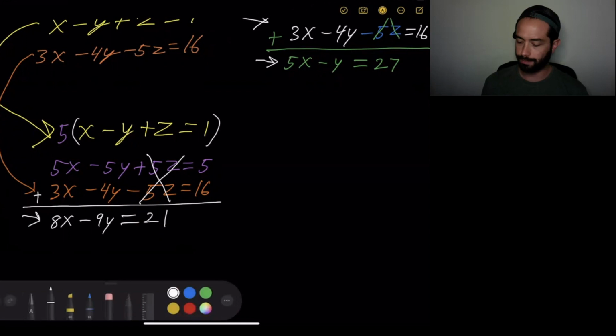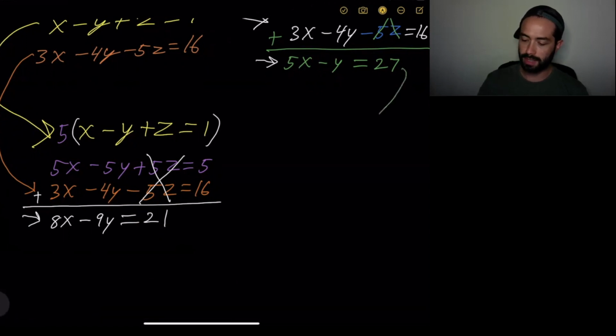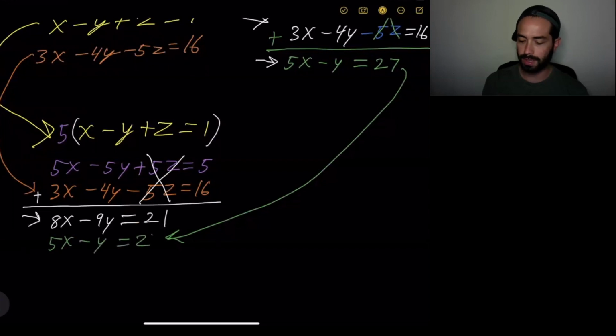Here we go. I'm going to bring this entire equation down here. Let's do it. We've got 5x minus y equals 27. Here we go. We're gonna rock this out. I know this is a lot of work. Hang in there, everybody. I know it's a lot, but here we go.